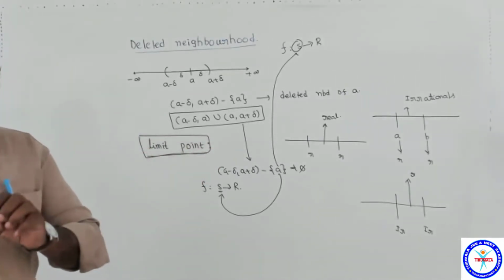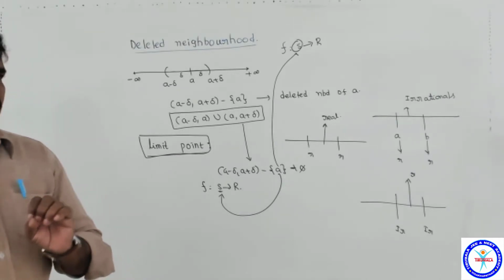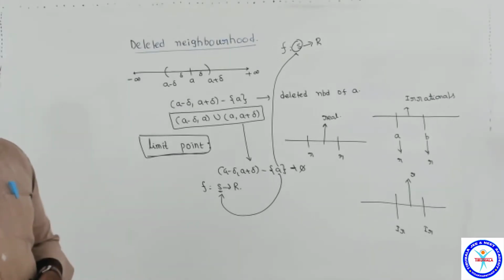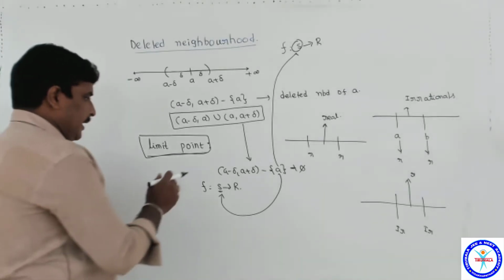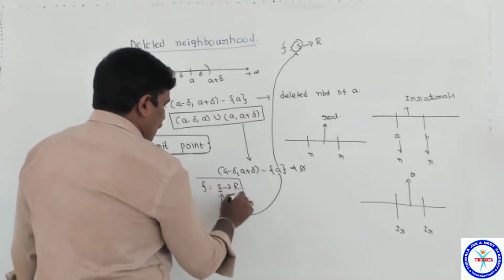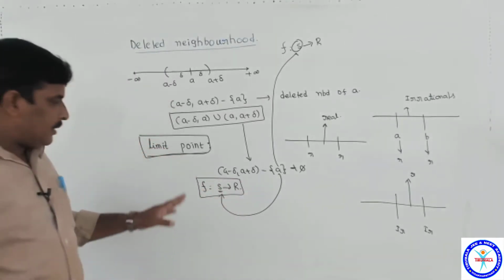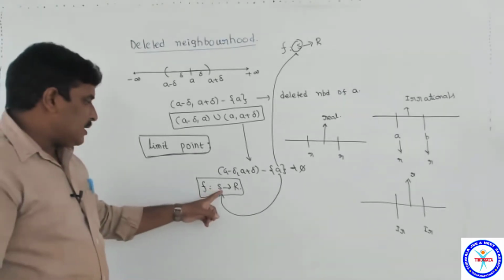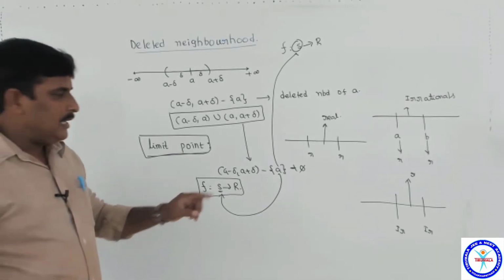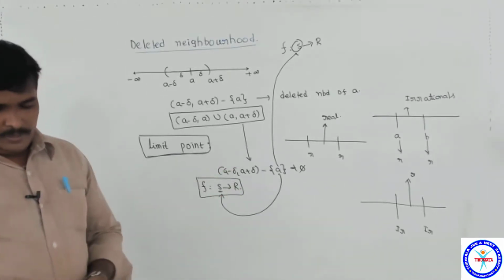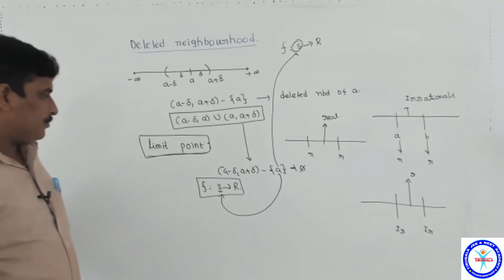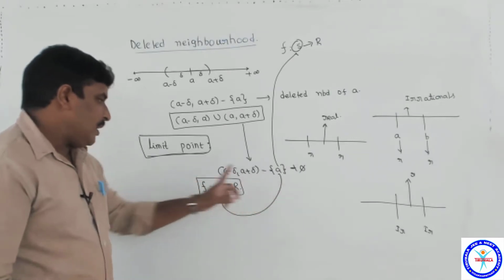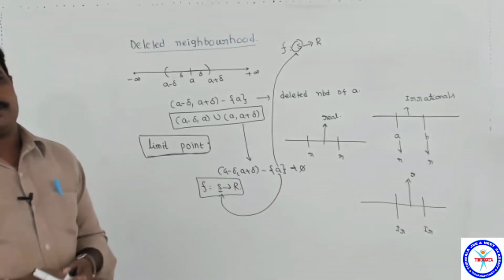Here I explained three consecutive definitions: first neighborhood, then deleted neighborhood, and then limit point. Students, once again listen to me, the definition of limit point. Let f from S to R be a mapping where S is the domain of f. If the deleted neighborhood is non-empty, then we say that A is the limit point of S.